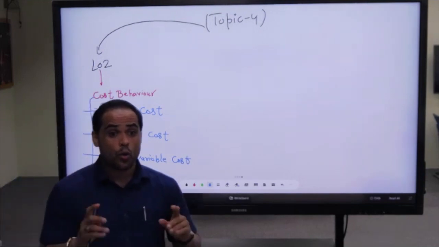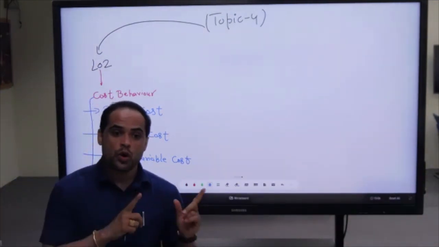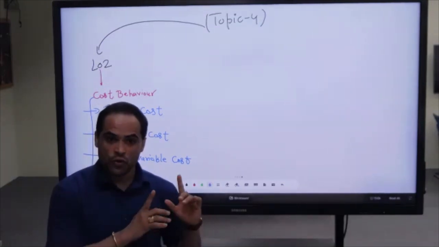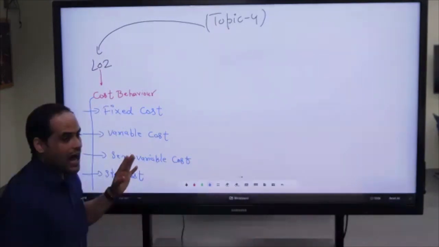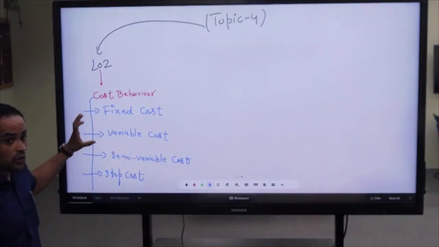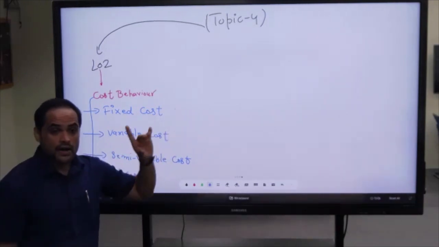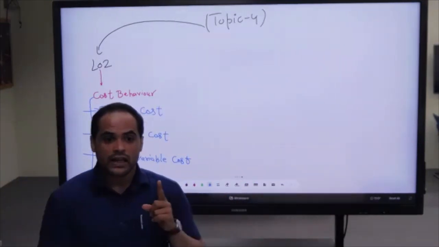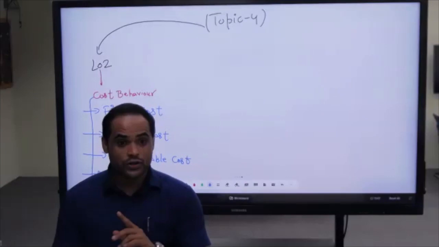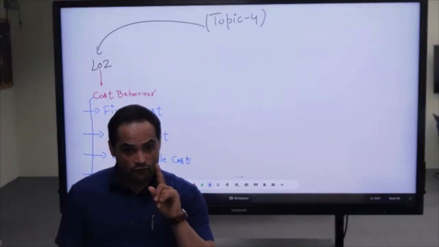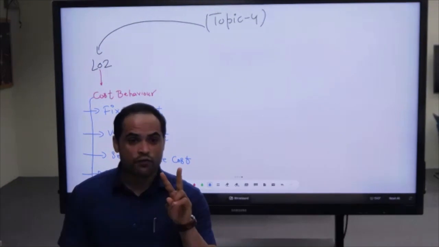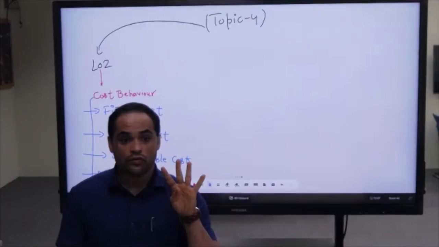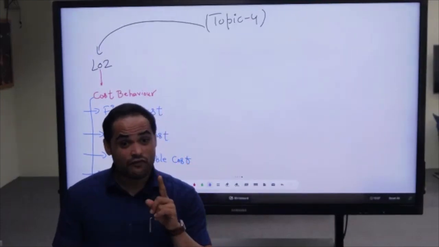Students, I will not go into detail on these types of cost. You have to watch the video for your topic 4. Here I will give you very quick ideas with examples. In my YouTube video, I draw four graphs: one for fixed cost, another for variable cost, a third for semi-variable cost, and a fourth for step cost. These graphs are very important.